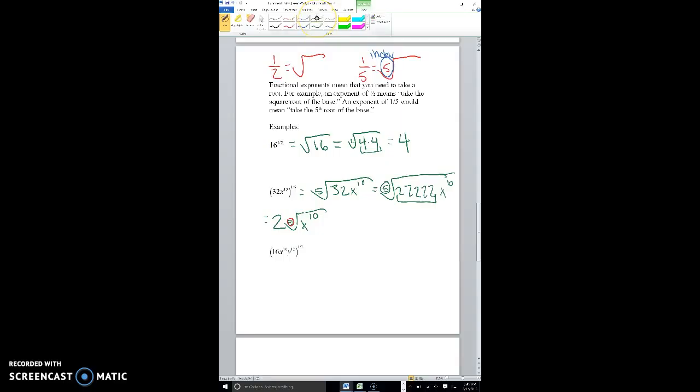Since there are 10 x's under the radical and we're looking for 5, there are going to be 2 sets of 5 that can come out. So you're going to get 2x squared when you pull out the x's. A shortcut way to think about that is you divide the exponent on the variable by the index, and that tells you the exponent that is going to be on the variable outside. Okay, next problem. 1/3 power means cube root.